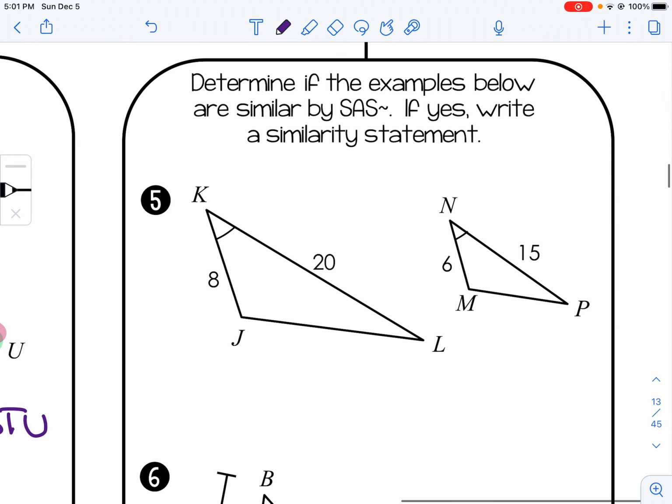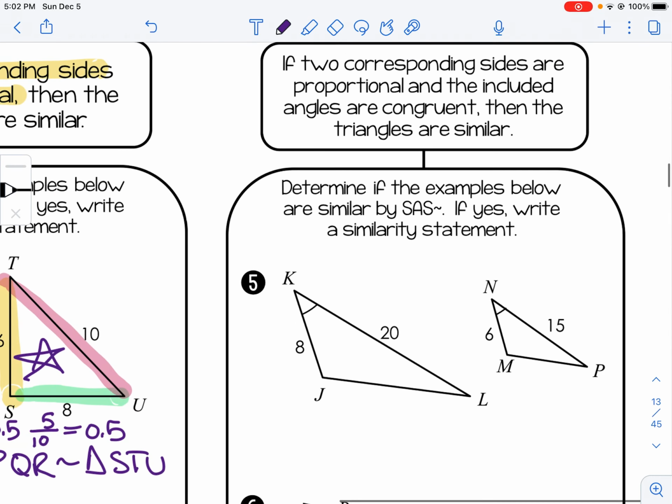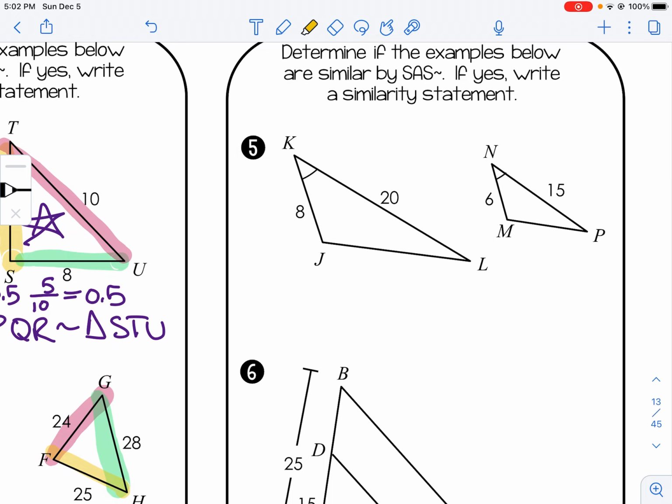Okay, so last but not least, you guys are doing a super job. I think we're just going to do this top one here. Same idea, side angle side. Remember when we have this A in the middle, it means we have an included angle. If we have two corresponding sides proportional and an included angle congruent, then the triangles are similar. So I'm going to do 8 and 6, 20 and 15.